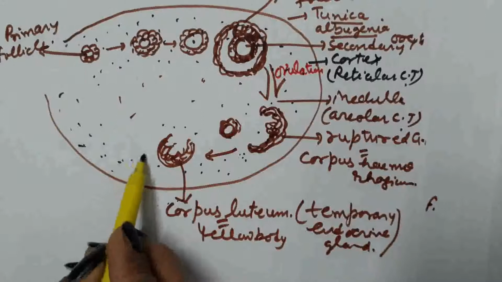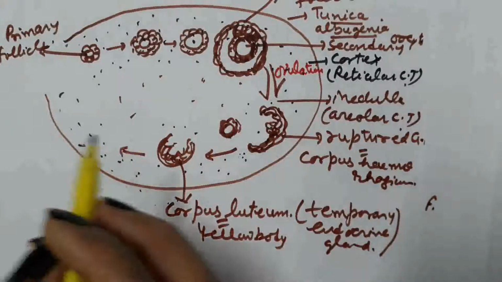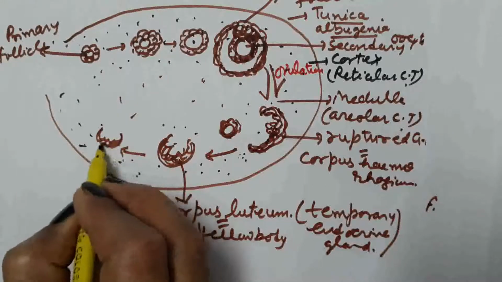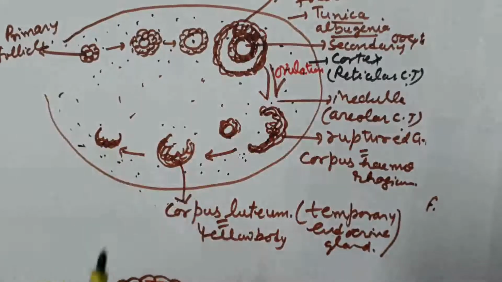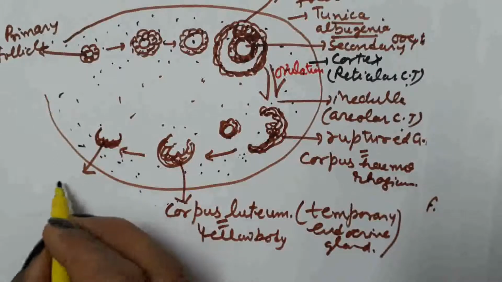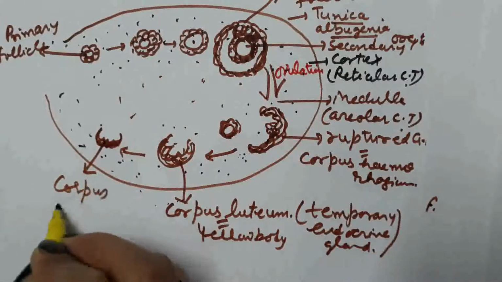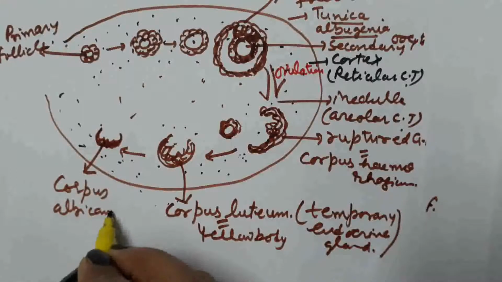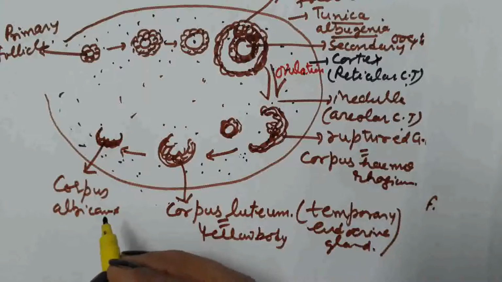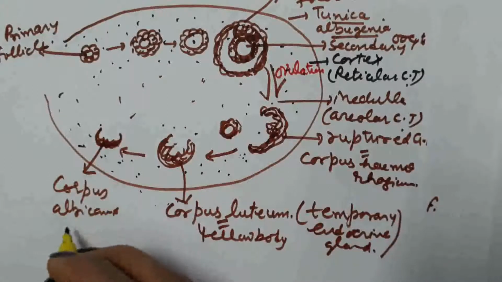Then corpus luteum changes into a white body, which we name corpus albicans. What is the other name of corpus albicans? We call it the white body.